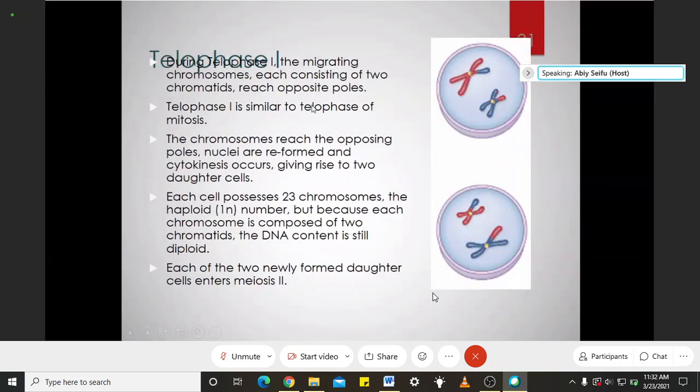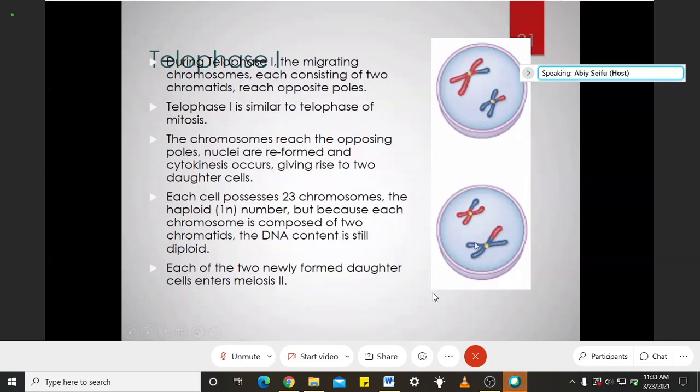The other one is telophase. During telophase, the chromosomes, each consisting of two chromatids, reach opposite poles. After reaching the opposite poles, the cell will separate into two. So two cells will form, and these two cells then undergo the second division, which is similar to that of mitosis. Each of these cells possesses 23 chromosomes; 23 chromosomes in this cell, another 23 chromosomes in the other. Okay, so meiosis 1 results in the formation of two genetically different cells.